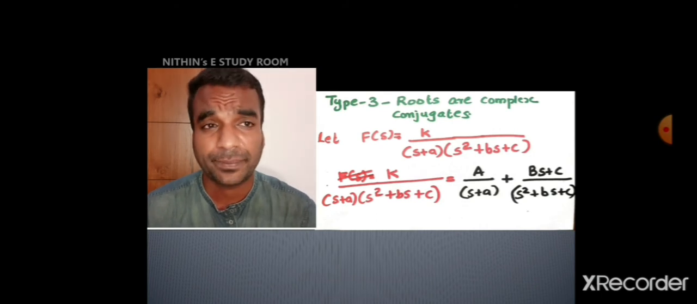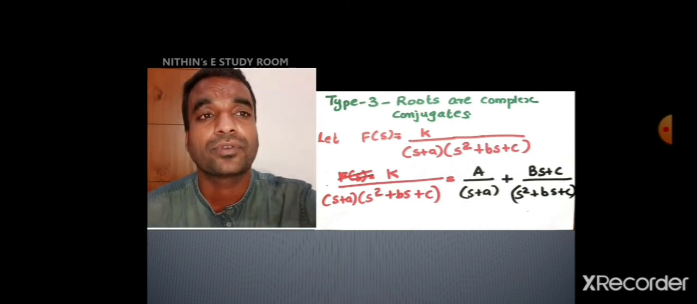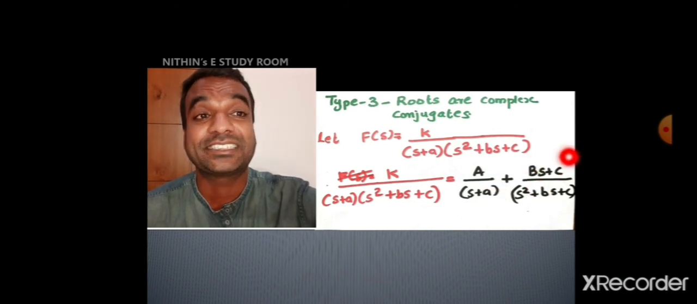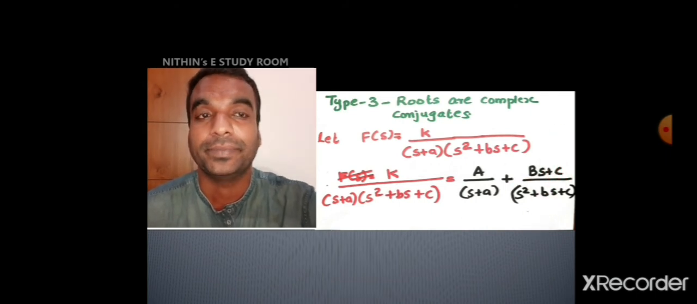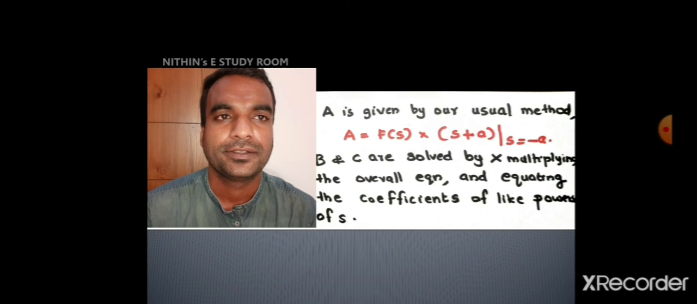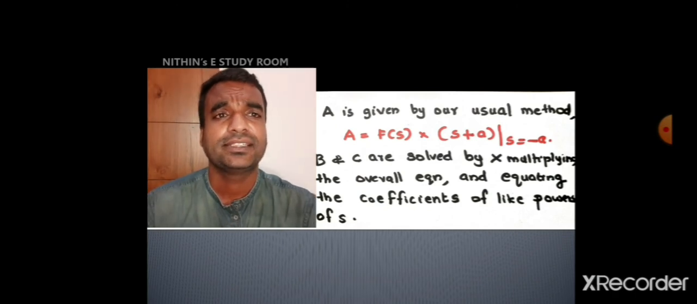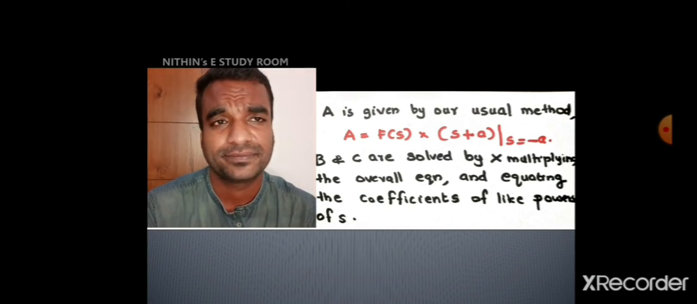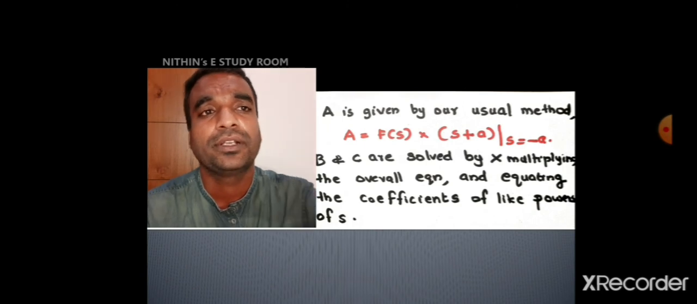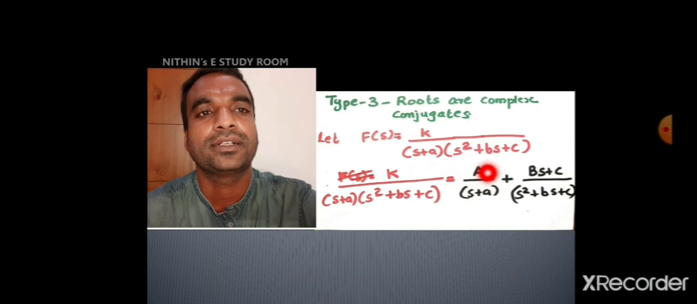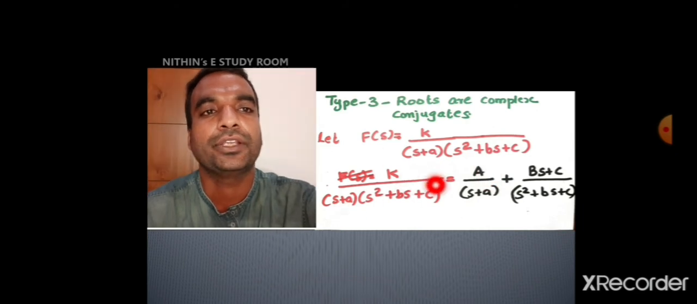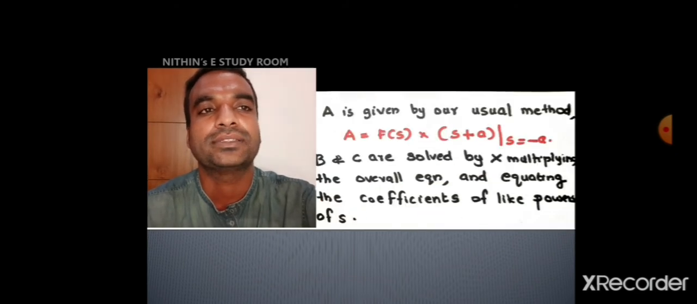So if such terms appear, what we have to do? We have to take it as A by s plus a, plus bs plus c by s square plus bs plus c. Two constants are there, b is constant, c is constant. So A is given by our usual method. A is equal to F of s into the denominator s plus a, and put s is equal to minus a.